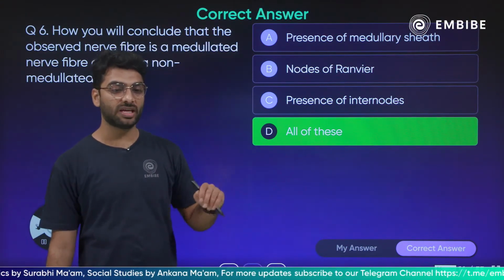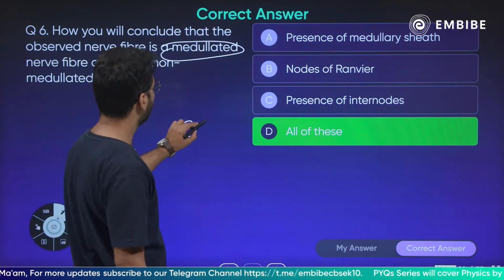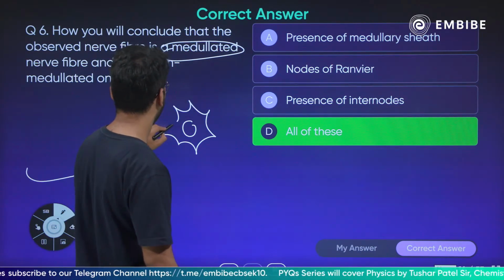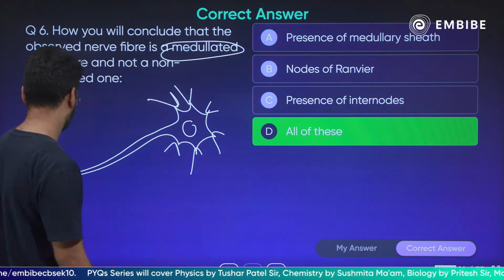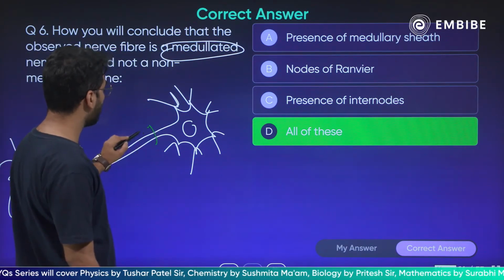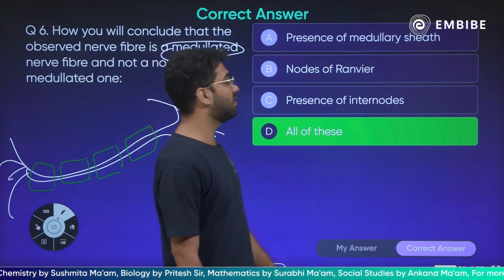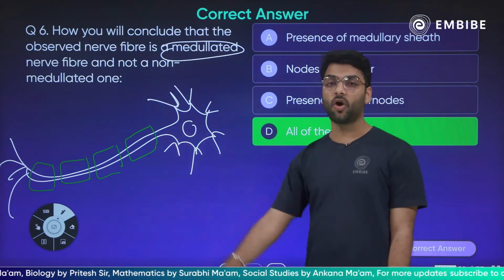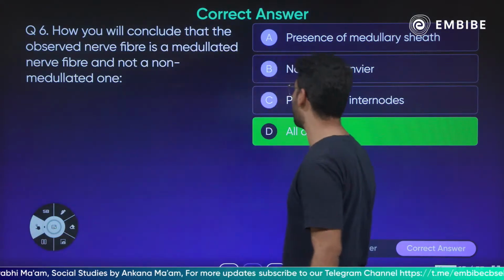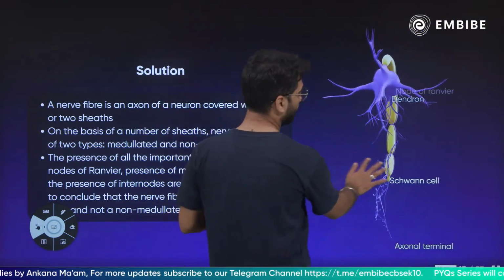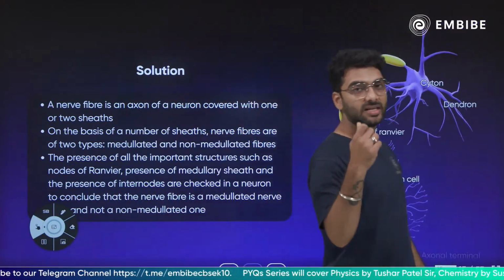Now why will it be D, all of these? It is because when will you call a neuron a medullated neuron? When you see that a neuron has got the nodes of Ranvier, when you see it has got a medullary sheath, and when you see that it has got internodes, only then you will call it a medullated neuron. Amrita, medullated neurons are neurons which are very fast in their conduction of impulse. See, this is a medullated neuron. See, these are the Schwann cells. This is the myelin sheath. It is a sheath of fat.